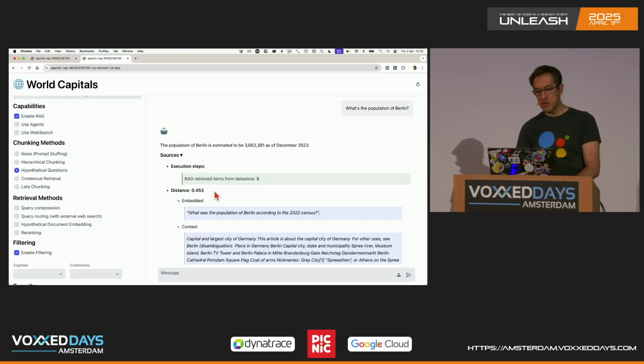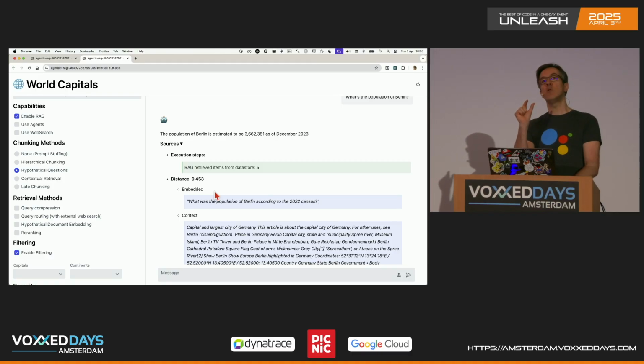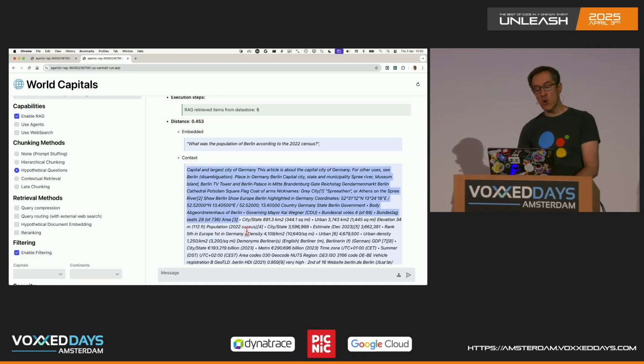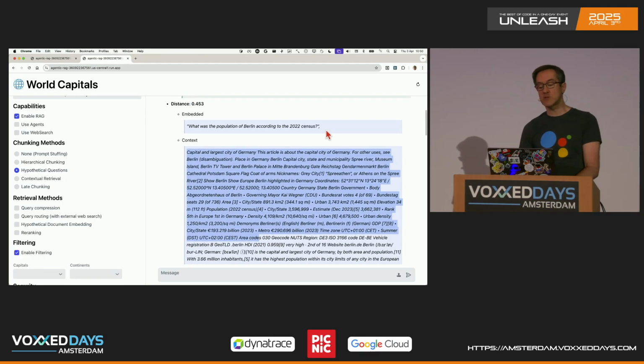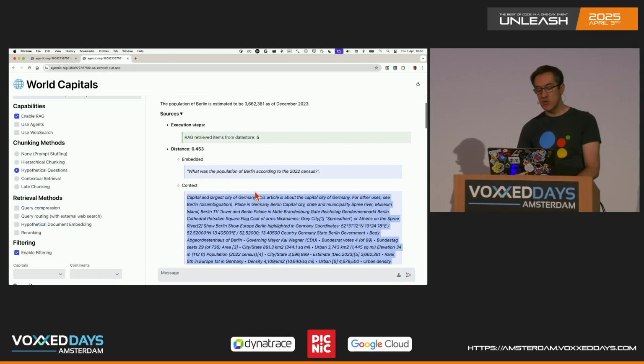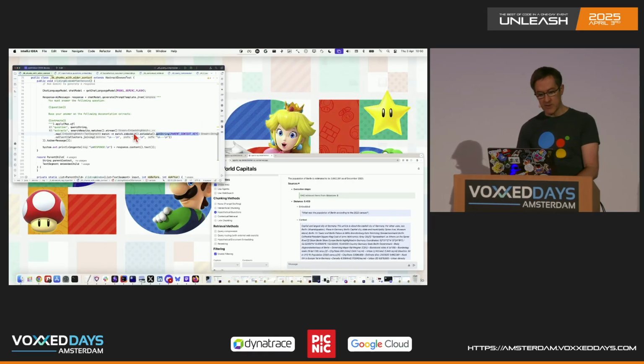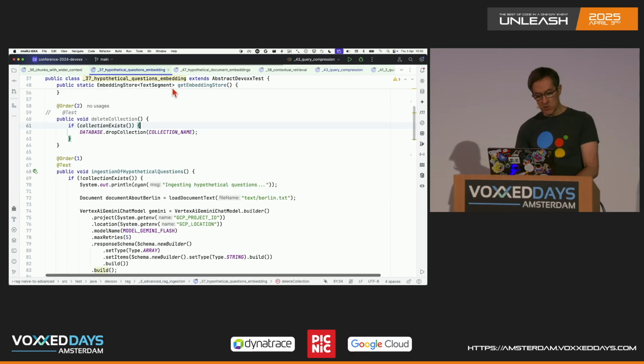Yeah, I can show it in code, of course. So the distance is smaller, meaning that it's likely to be a better fit. And I'm still returning the whole context because, of course, a question doesn't contain the answer. So instead, of course, I'm returning the whole paragraph. So let's have a look at the code. Hypothetical questions.